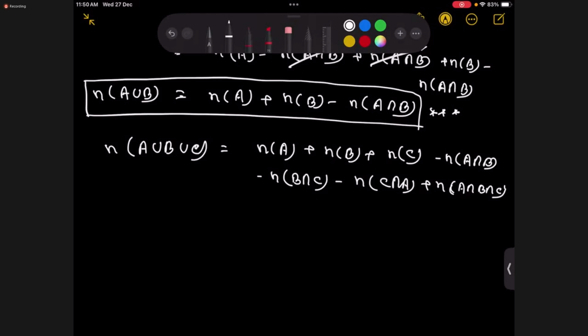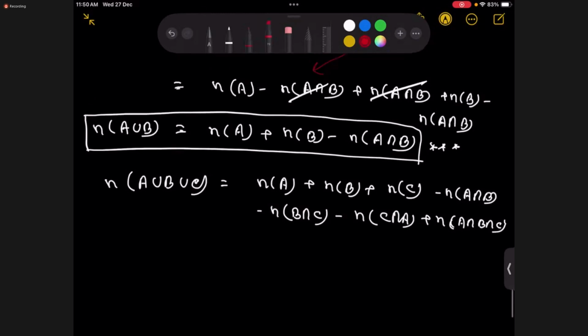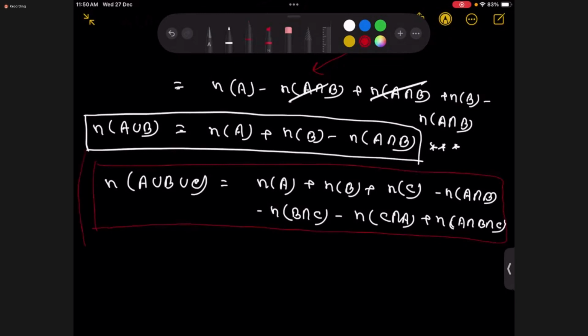Okay, so we will prove this statement in the next class. And now we will see some examples of the above statement. So let's start the first example.